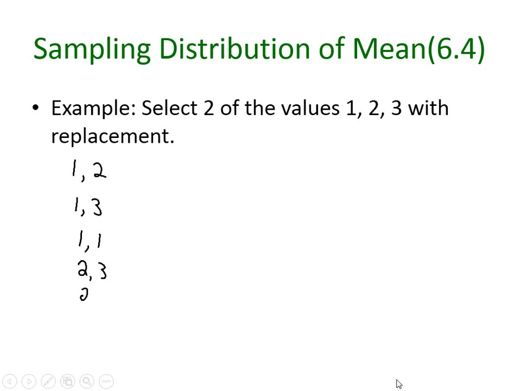We're doing it with replacements, so the order doesn't matter. So we've already got 2 and 1 in there. So we've got 2 and 2, or we've got 3 and 3. Now, if I did that, so these are my different samples I could have, what is the mean of each of these? So if we use 1 and 2, what is the mean of those? 1.5?